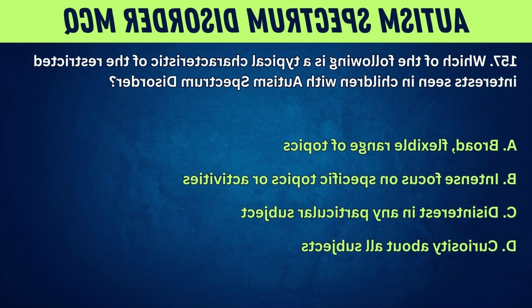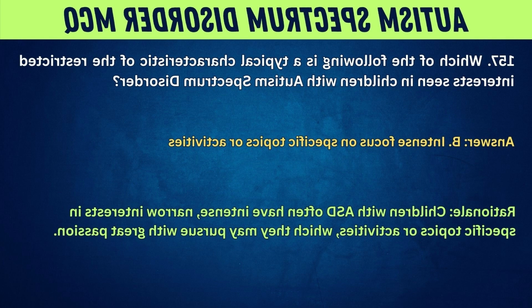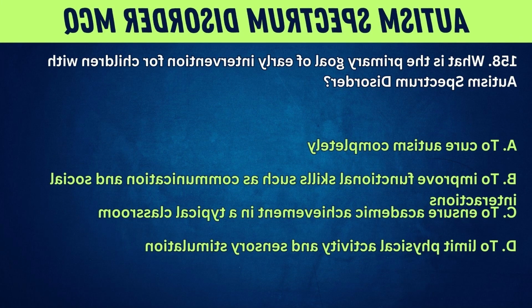157. Which of the following is a typical characteristic of the restricted interests seen in children with autism spectrum disorder? A. Broad, flexible range of topics. B. Intense focus on specific topics or activities. C. Disinterest in any particular subject. D. Curiosity about all subjects. Answer: B. Intense focus on specific topics or activities. Rationale: Children with ASD often have intense, narrow interests in specific topics or activities, which they may pursue with great passion.